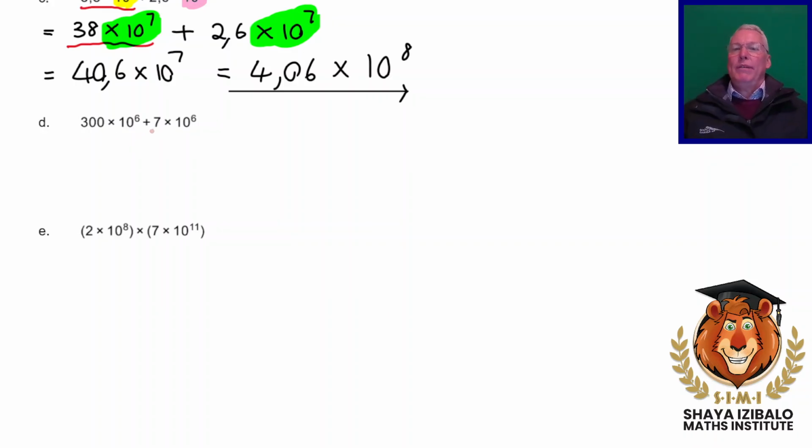Right, but essentially what we've got here, we are adding, right? And remember, we can only add when we've got the same types of things. Here we've got 10 to the 6s, and here we've got 10 to the 6s. So there's no problem whatsoever with just adding those two things. We're going to get 307 times 10 to the 6. Now that answer is correct, but it's not in scientific notation.